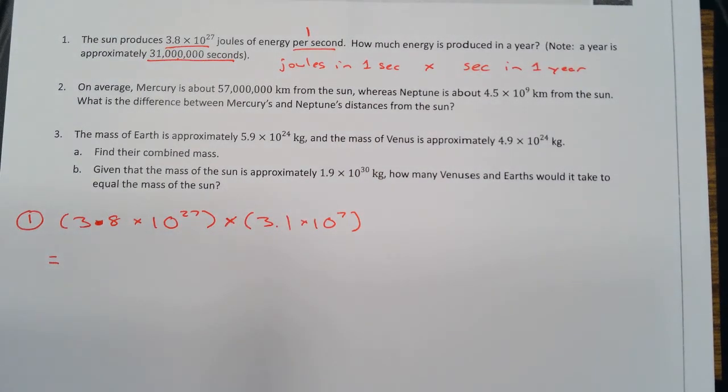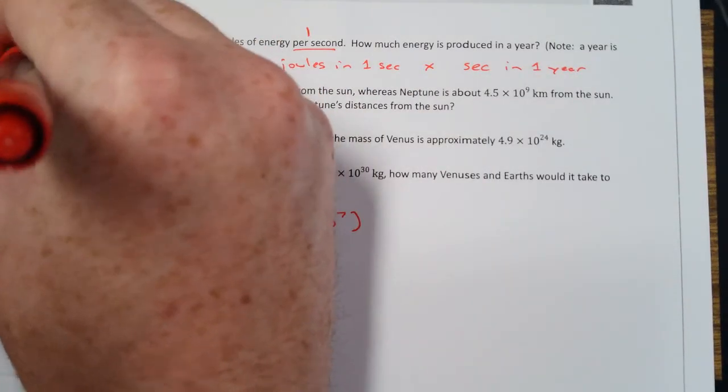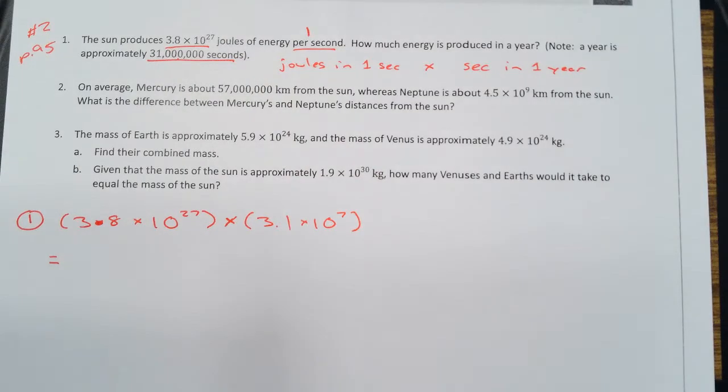with scientific notation. So if you want some help with multiplying scientific notation, look at exercise 2 on page 95. Number 2 on page 95 will help you with number 1 on the problem set.